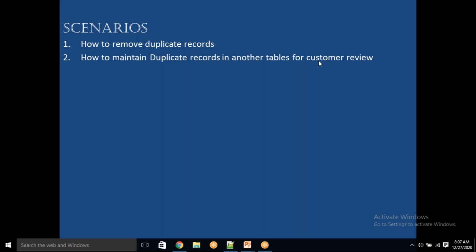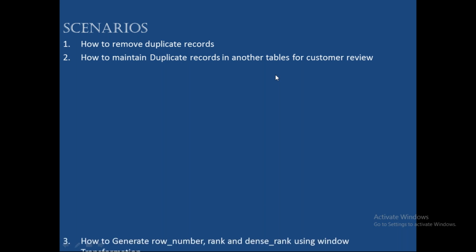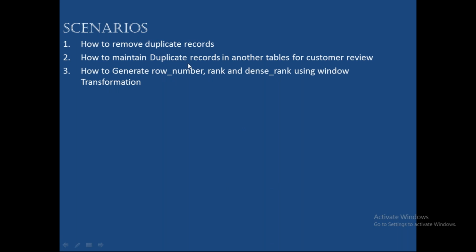Okay, you are just going to maintain some rejected table or something. To that table you are going to write all these duplicate records. So we are going to see how to maintain duplicate records in another table for customer report. Next, we will see how to generate a row number, a rank, and a dense rank using window transformation.